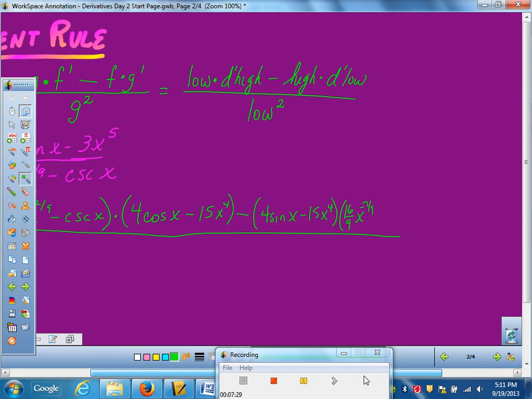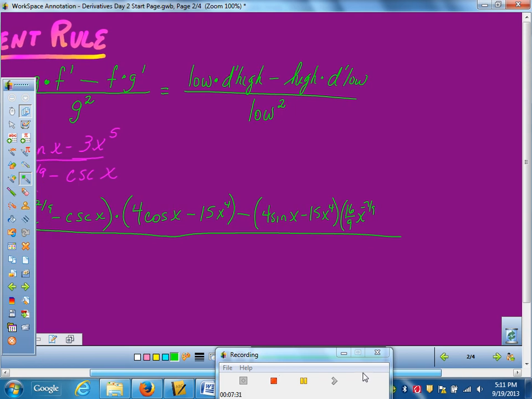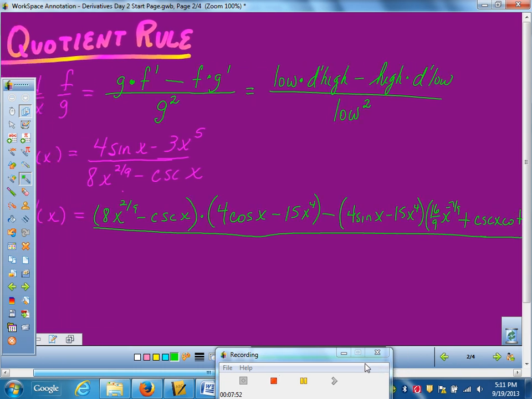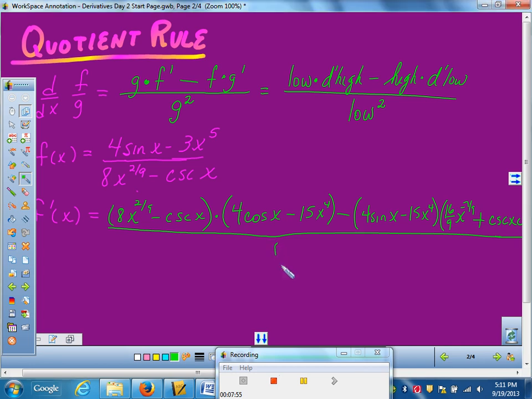I have to do the derivative of cosecant. It's a trig function starting with cos, so I know it's going to be negative. While there's a subtraction here, the derivative of cosecant is negative, so it will actually become plus cosecant x cotangent x. And there would be my low d high minus high d low all over, simply write the low down, and square it. Once again, we're not simplifying.